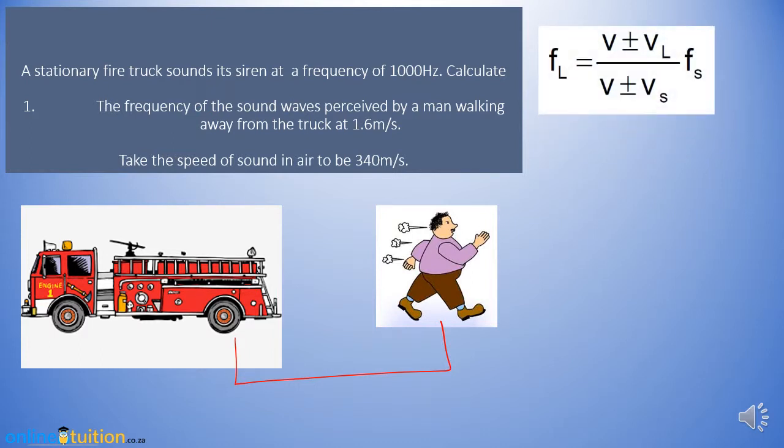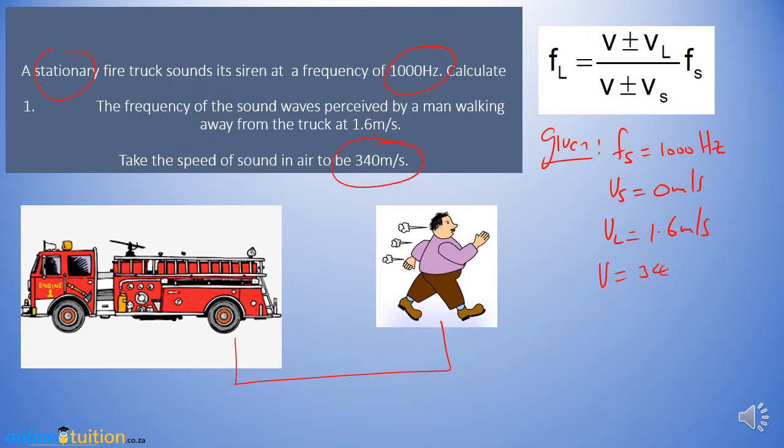So as per usual, let's write down what's given. We're given the frequency of the source, 1000 hertz. The speed of the truck is going to be 0. The truck is stationary. It's not moving. The listener, of course, is moving at 1.6 meters per second, and the speed of sound is 340 meters per second.